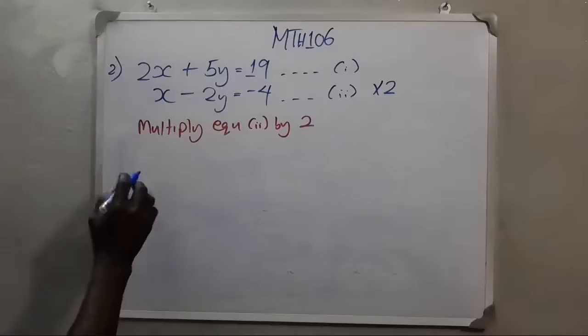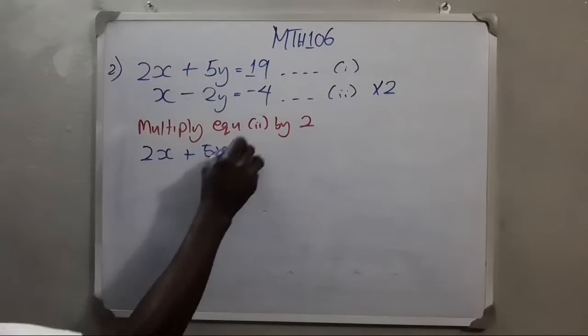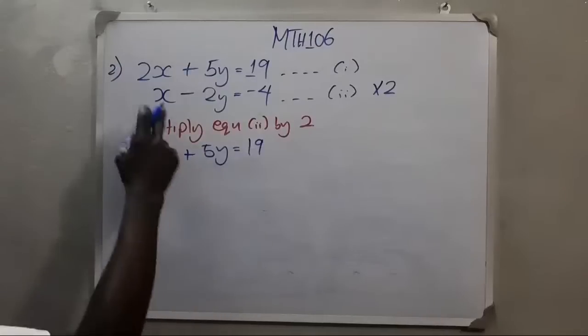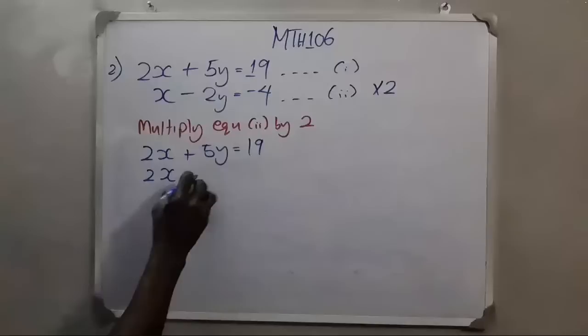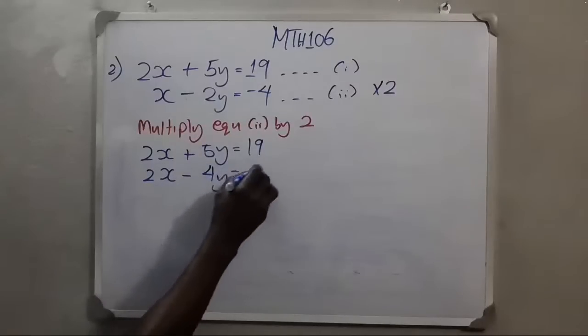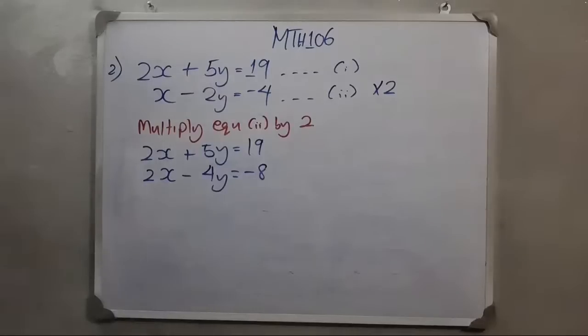So now we have, let's bring this down, 2x plus 5y equals 19. Then we are multiplying this. Now we have 2x minus 4y. That should give us minus 8. Are we good to go?